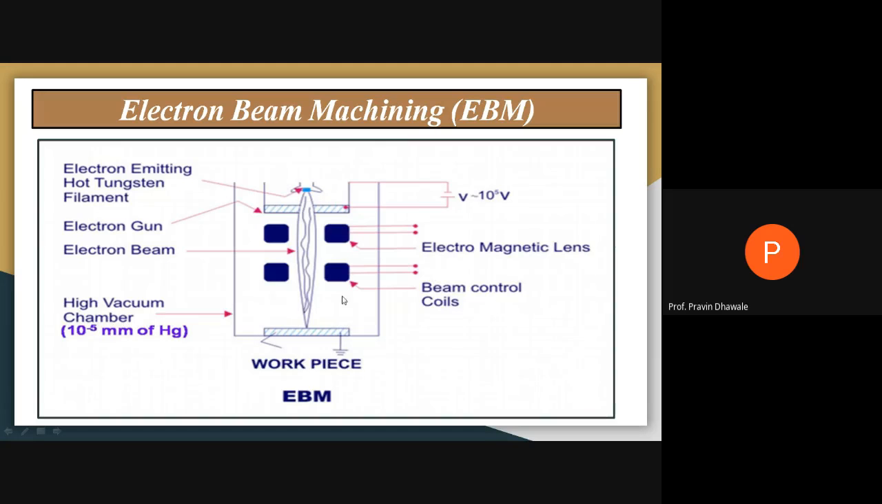It is having a very high vacuum. Electron beam machining is one kind of thermal energy based process, but that process is carried out in a vacuum. The high vacuum chamber has a vacuum of 10 raised to minus 5 mm of Hg, mercury. That high vacuum you have to produce in the machining chamber of electron beam machining. So this will be the block diagram, right?